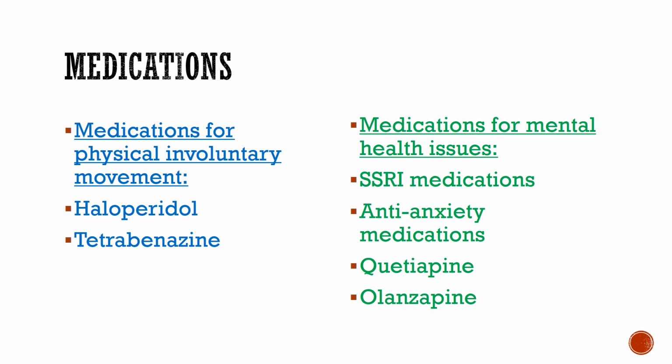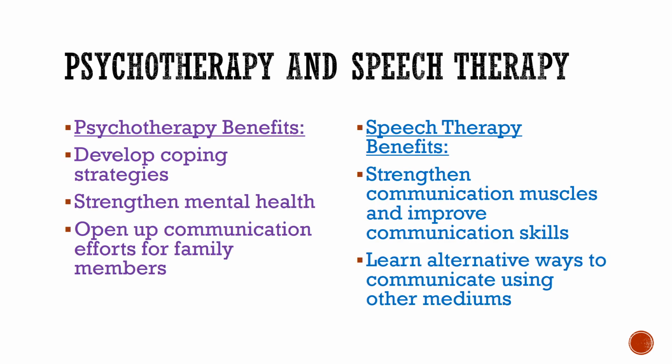So medications for physical involuntary movement are haloperidol and tetrabenazine. These help to control unusual movements and can even eliminate hallucinations within the person. There's also medications for their mental health issues. So the biggest ones are SSRI medications and anti-anxiety medications. These help regulate the person's depression, anxiety, and personality changes. There's also quetiapine and olanzapine, which reduce agitation and violent outbursts from the person.